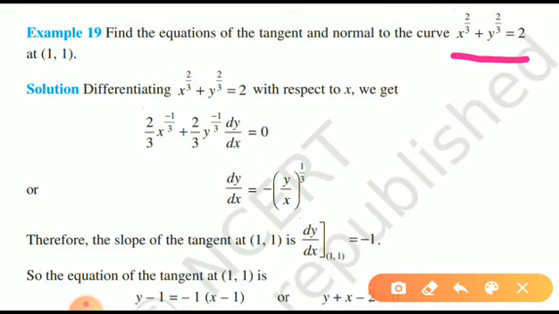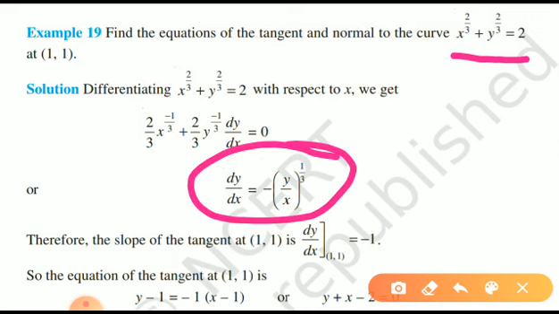So the derivative of x raised to 2 by 3 is 2 by 3 into x raised to n minus 1. So 2 by 3 minus 1, you'll be getting x raised to minus 1 by 3. Plus, in the same way, the derivative of y, but with respect to x, so it should be multiplied with dy by dx. So find the value of dy by dx as minus y by x raised to 1 by 3. This is what you will get. Okay.